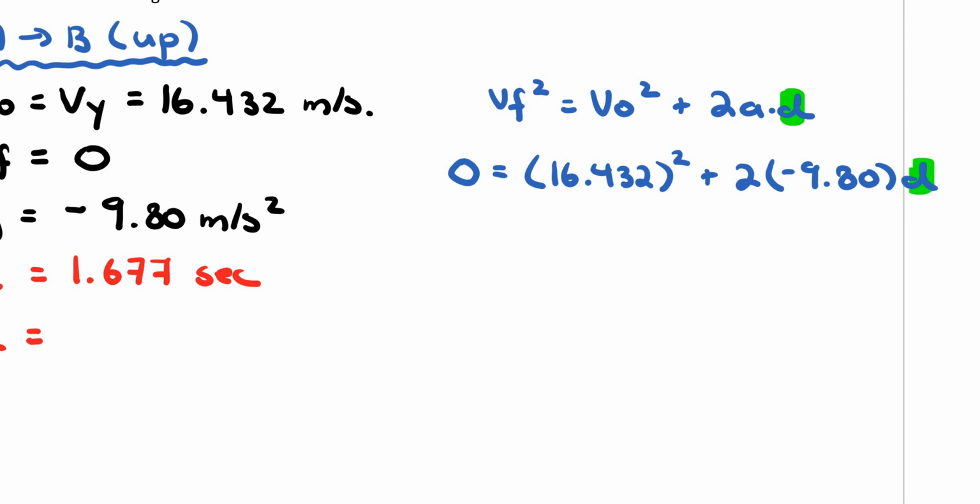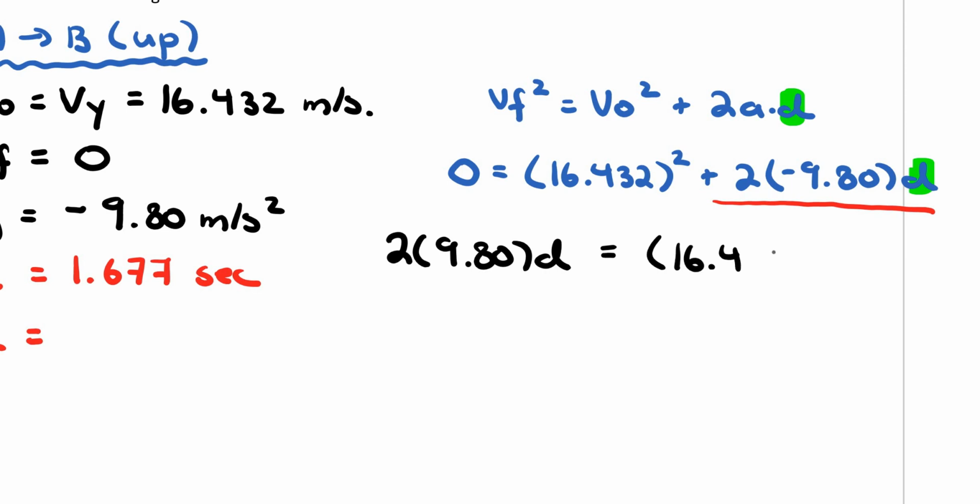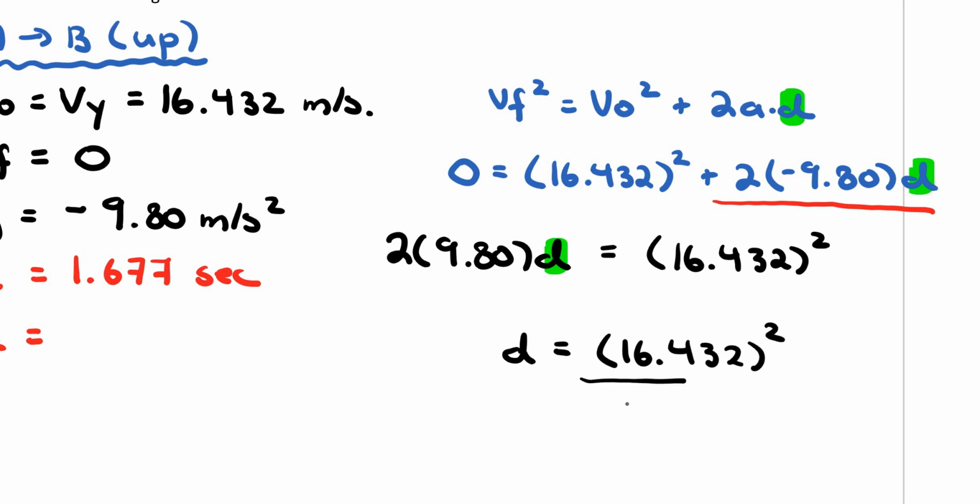If I bring this term over to the left-hand side, that's going to be positive, so it's 2 times positive 9.80 times my distance, and that equals bracket 16.432 to the power 2. The goal is to solve for the distance. So 16.432 all squared, and we divide that by 2 times bracket 9.80.